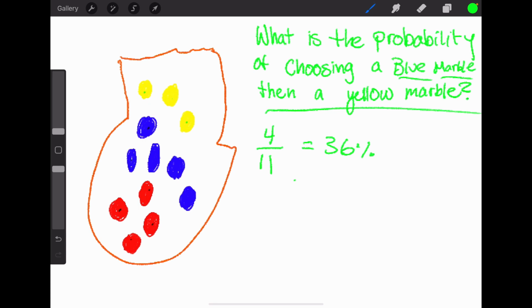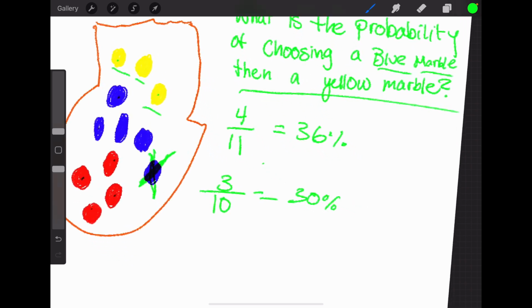36.36, right? And then it asks, what are the chances of choosing a blue marble and then a yellow marble? But now that we chose the blue marble, that means one of the marbles is eliminated out of the bag, and we're hoping it's blue. And that means we only have 10 marbles left over, and how many yellow marbles there are, which is 3. So now we know that that is a 30% chance of getting a yellow marble next.